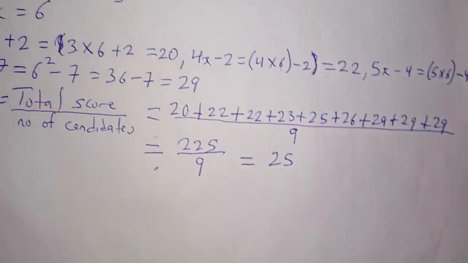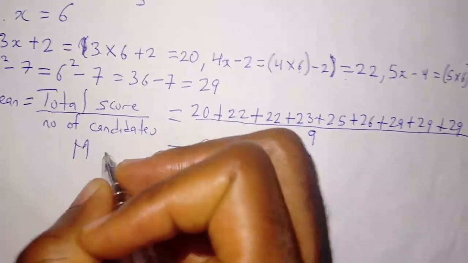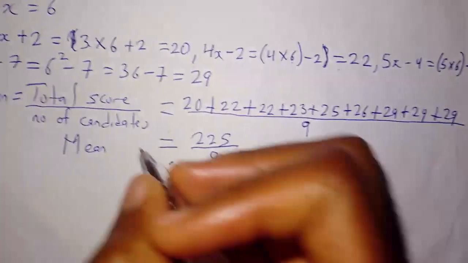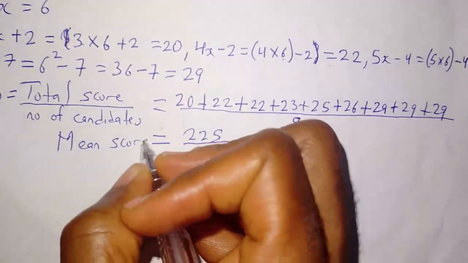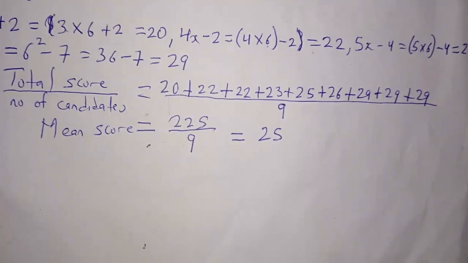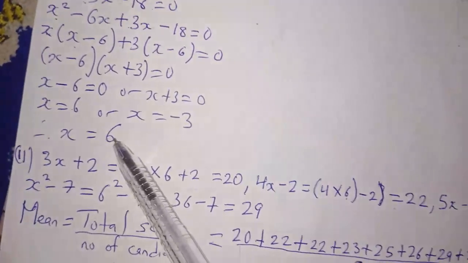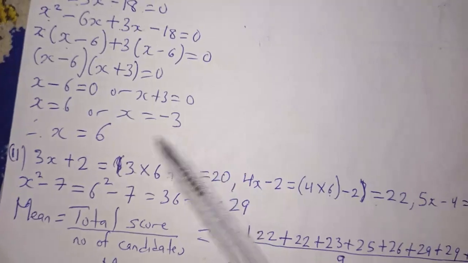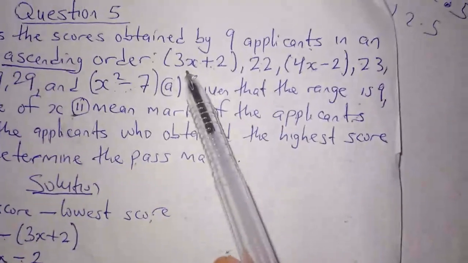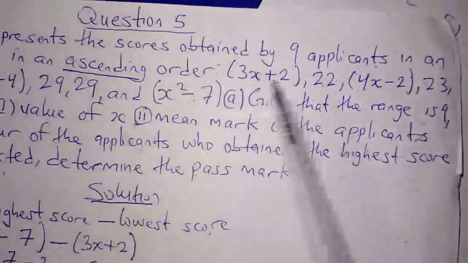So the mean score is going to be equals to 25. And I think you get that. So it is just you putting the value you get for x. Remember, we have discarded this. Put the value into all these scores written in terms of x. Then add all the scores together, divide by 9. That will give you the mean score.